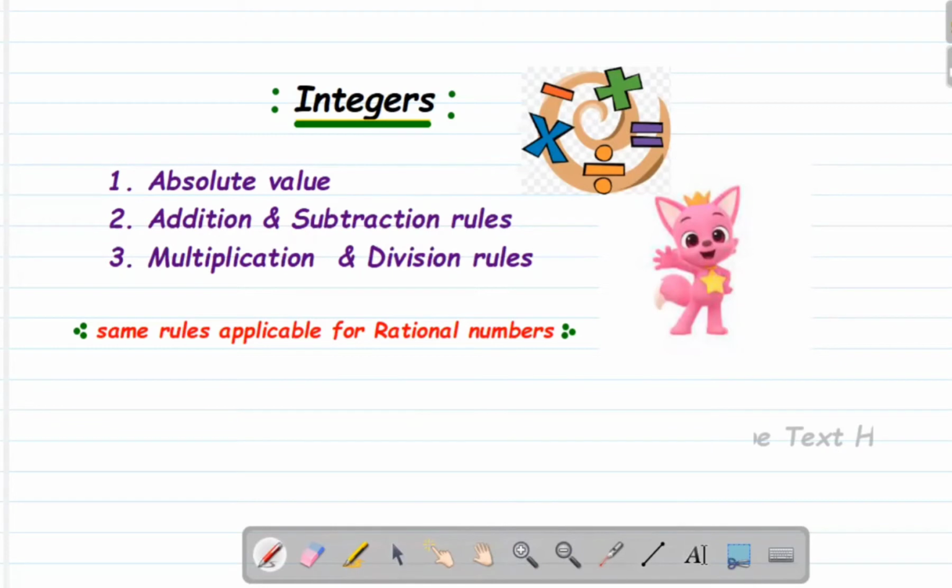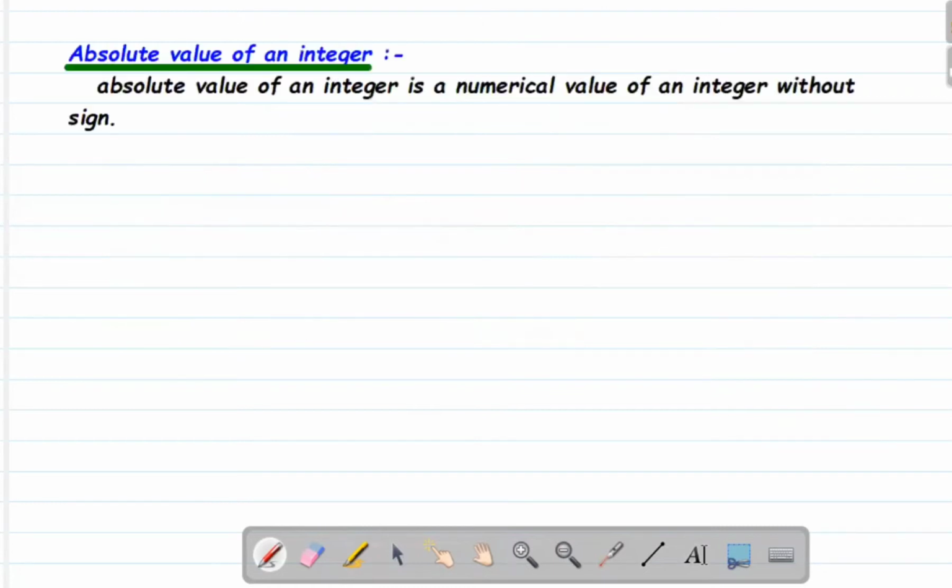And whatever rules we are going to study today regarding positive and negative signs, the same rules you can apply for addition, subtraction, multiplication and division of rational numbers also. So let us start. First we will see what the absolute value of an integer is.